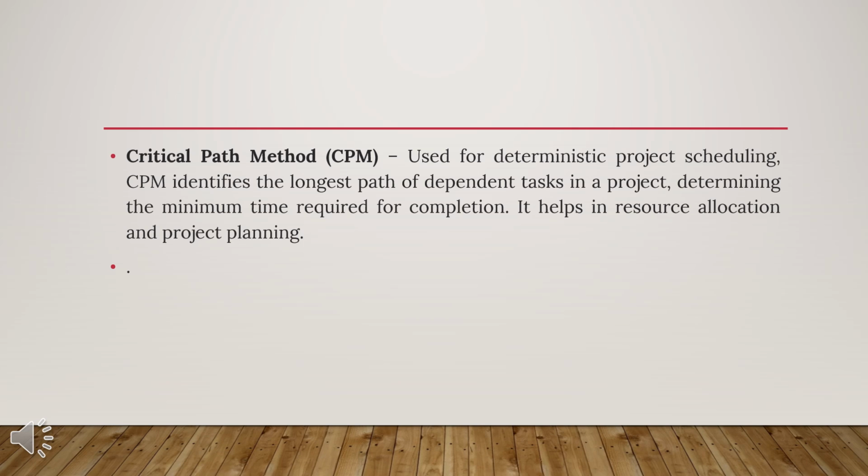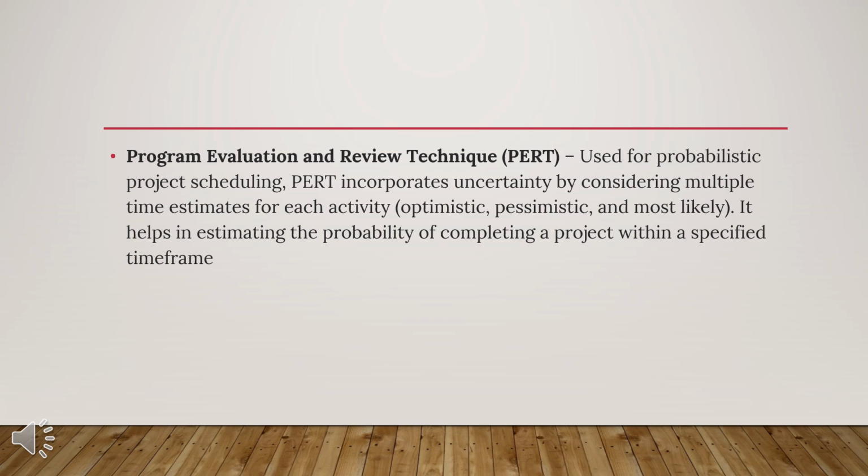Critical path method, CPM, is used for deterministic project scheduling. CPM identifies the longest path of dependent tasks in a project, determining the minimum time required for completion. It helps in resource allocation and project planning. Program evaluation and review technique, PERT, is used for probabilistic project scheduling. PERT incorporates uncertainty by considering multiple time estimates for each activity: optimistic, pessimistic, and most likely. It helps in estimating the probability of completing a project within a specified time frame.